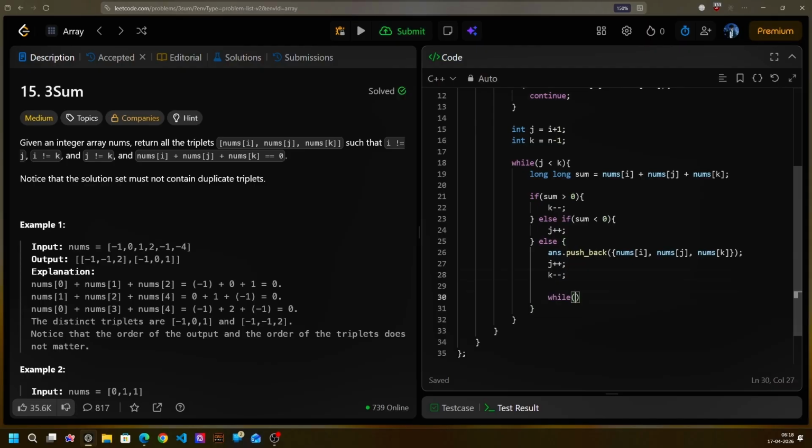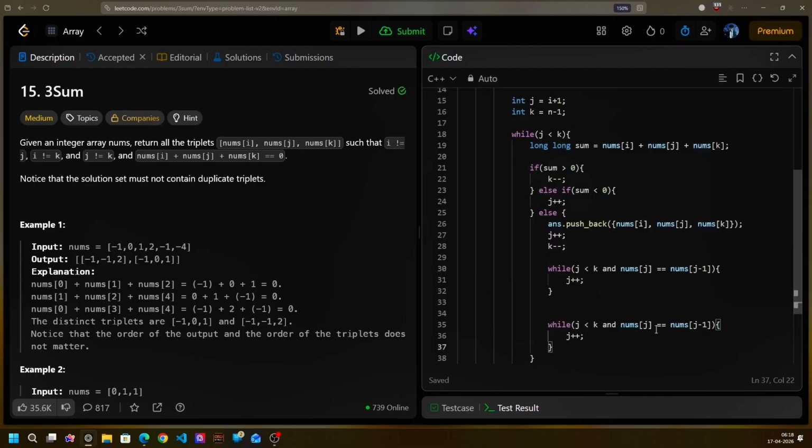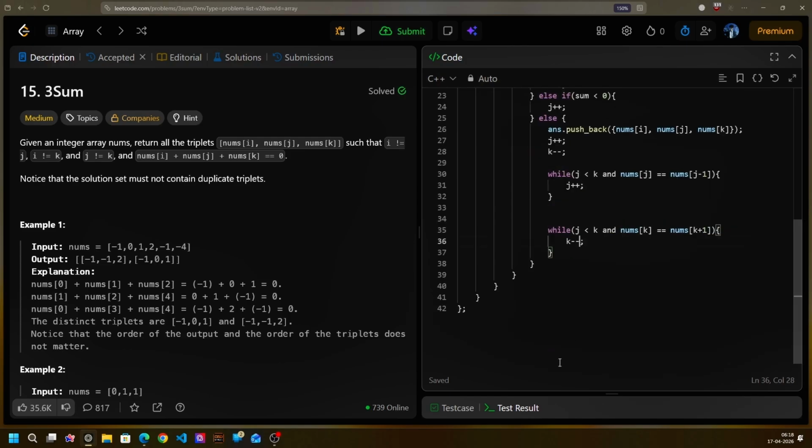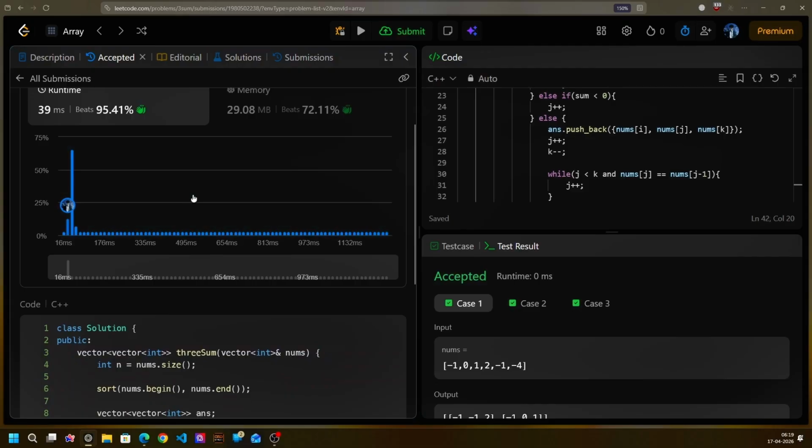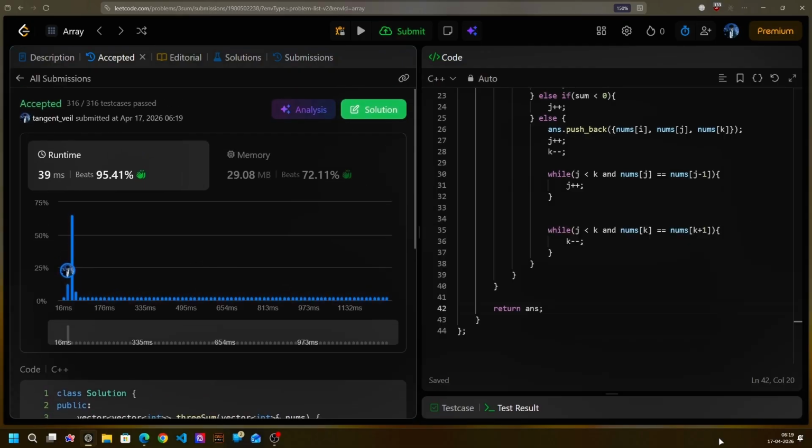Also we will write two while loops to handle the duplicate values. So j less than k and nums of j equals to nums of j minus 1, we will move our j plus plus. Similarly for the k, here we will write k and nums of k equals to nums of k plus 1, and we will move k minus minus. After the for loop we will return our answer. So here you can see our solution got accepted. So this is our whole code.